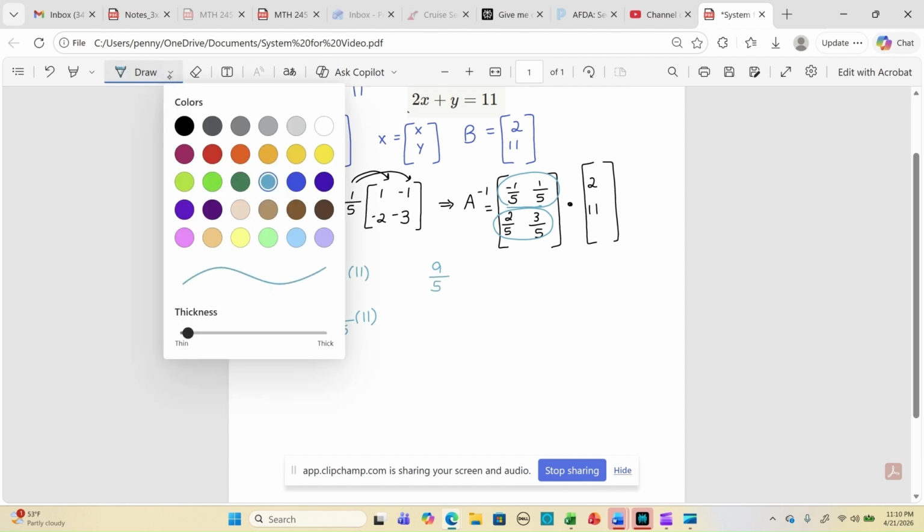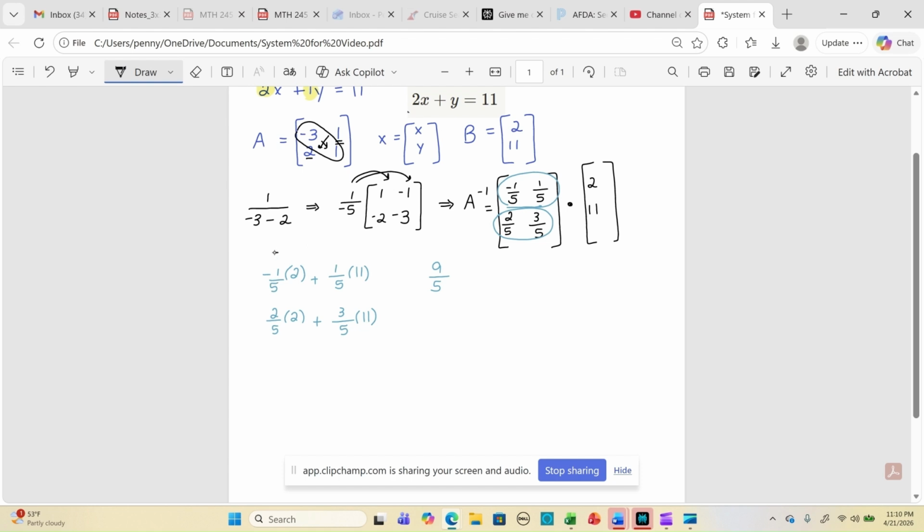Right, because ultimately, if I'm doing my mental math, I know that negative 1 times 2 is negative 2. 1 times 11 is 11. Negative 2 plus 11 makes 9. Common denominator 5. Here we have 2 times 2, which is 4. 3 times 11 is 33. Common denominator, 4 plus 33 gives us our 37 over 5. Right, so that is our solution. That means that the value of x is 9/5, and the value of y is 37/5.